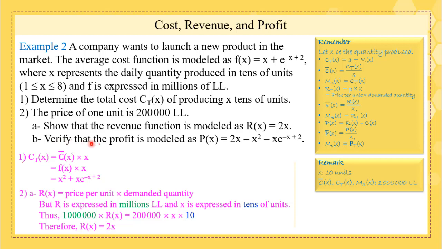Part B. Verify that the profit is modeled as P of x equal to 2x minus x squared minus x e power minus x plus 2. Using the rule of a profit, P of x equal R of x minus C of x, just replace the expression of R of x and C of x in this rule, and we get P of x equal 2x minus x squared minus x e power minus x plus 2.